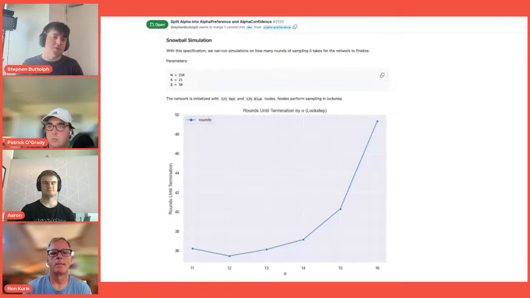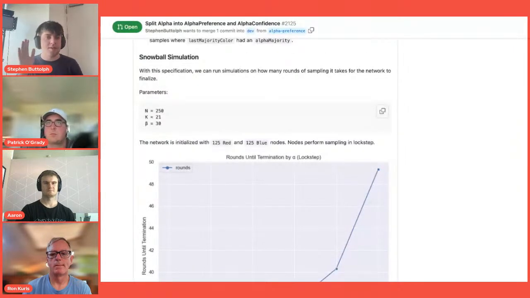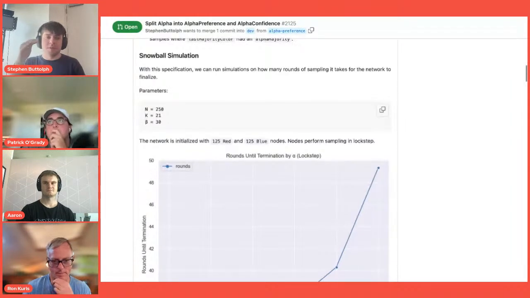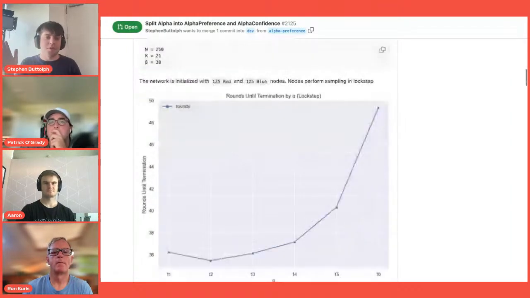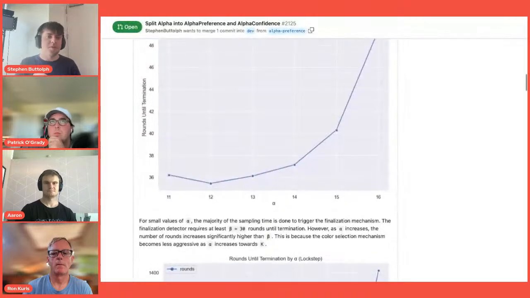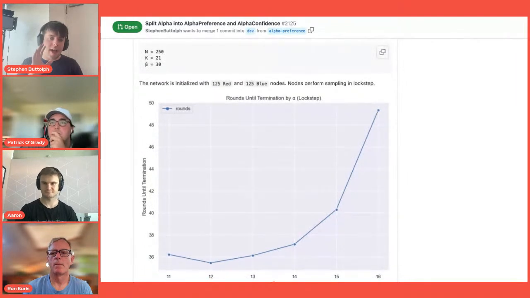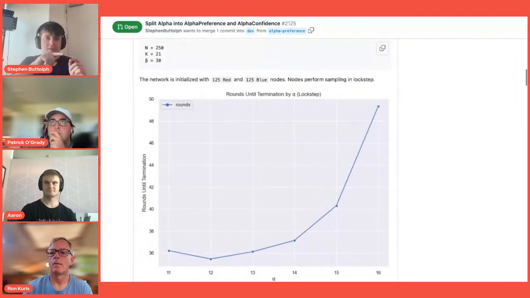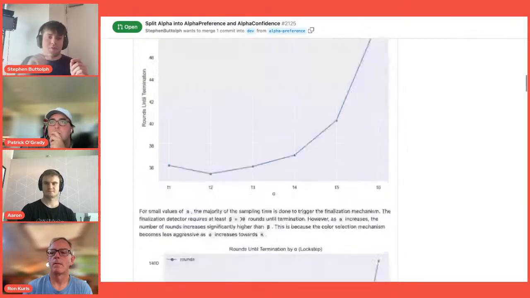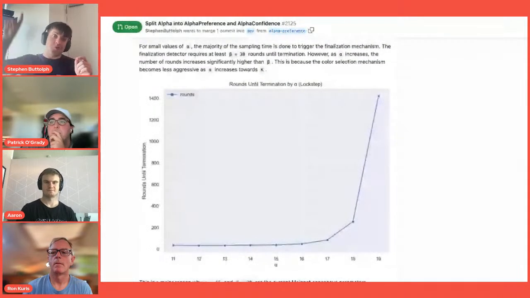So this description has a number of simulations where we play with alpha in two different network modes, both lockstep and sampled. We can see that the rounds until termination grow a lot as alpha increases. In this case, K is 21, which is very similar to the existing mainnet parameterization of 20. As alpha goes from 11 to 16, we can see the number of rounds required really increasing. The reason I cut it off at 16 was because past 16, it grows really rapidly.